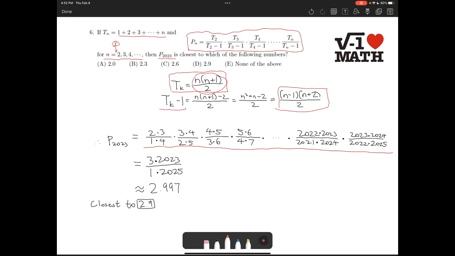Now we can immediately start crossing stuff out. This cancels with this, cancels with this, cancels with this, up until this canceling with this. And this cancels with this, cancels with this, cancels with this, and all the way until here. And this would also be crossed off earlier as well. This leaves us with just 4 terms, 2 in the numerator and 2 in the denominator, which becomes 3 times 2023 divided by 2025, which is approximately equal to 2.997, which is closest to 2.9. And that is answer choice D.